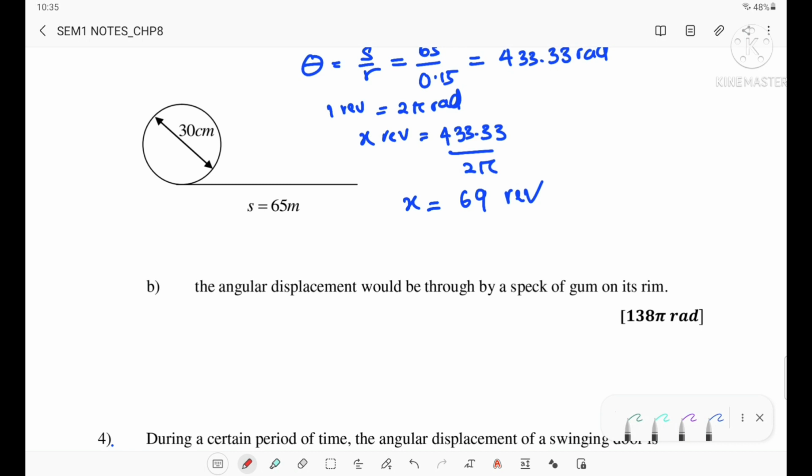Question B. The angular displacement would be traveled by a speck of gum on its ring. Actually, for this question you need to calculate theta. The theta we already calculated in the first question, where we get 433.33 radian, and you need to convert into pi radian. Instead, you need to divide by pi, and then the answer will be 138 pi radian.